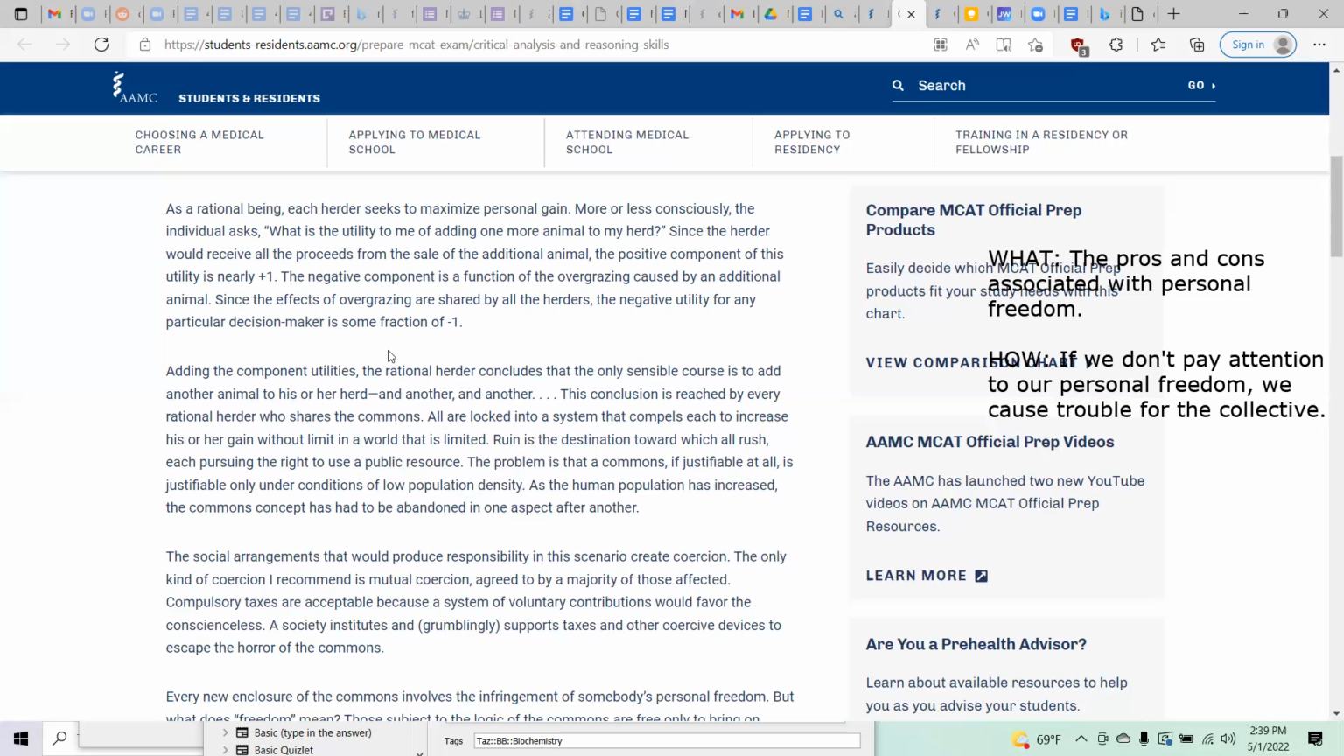Yeah, like before I thought, what the hell is he talking about when he keeps saying commons? I thought it was an idea of some sort, but it's a literal physical area that he was just talking about these herders sharing. Yes, and notice how what we wrote here, the pros and cons associated with personal freedom, is not actually what this passage is about. Yeah, it's not.